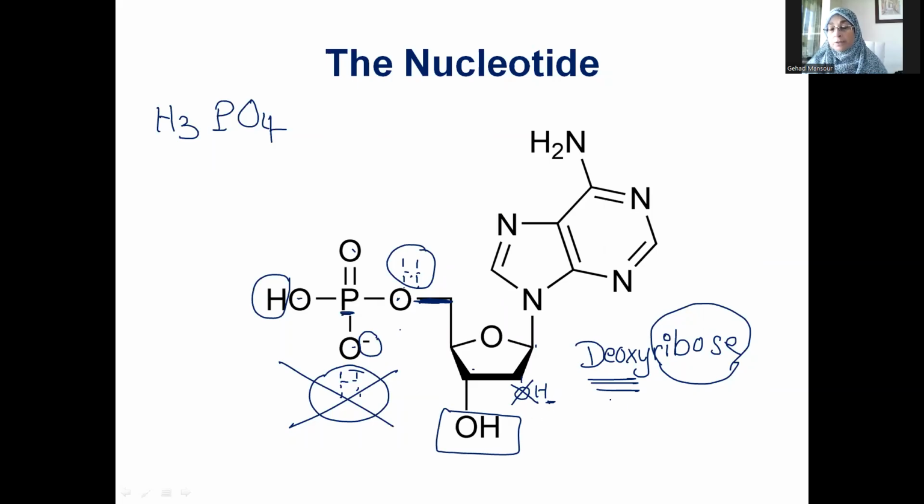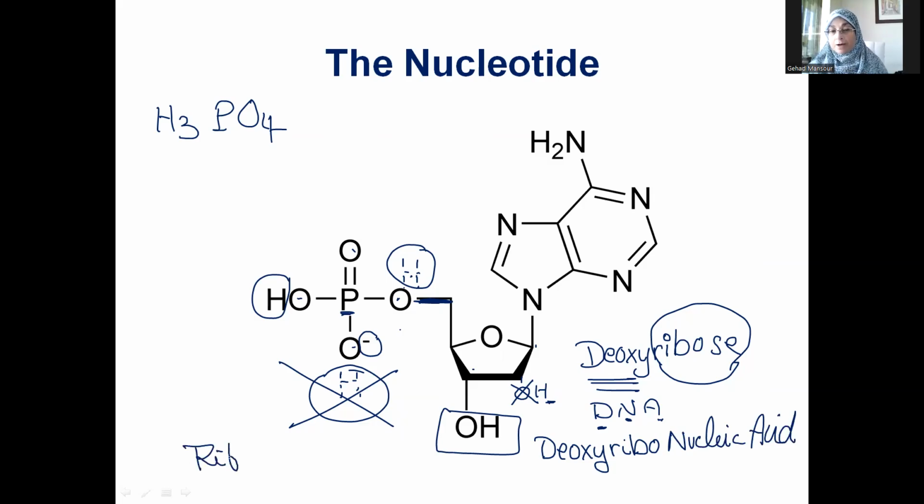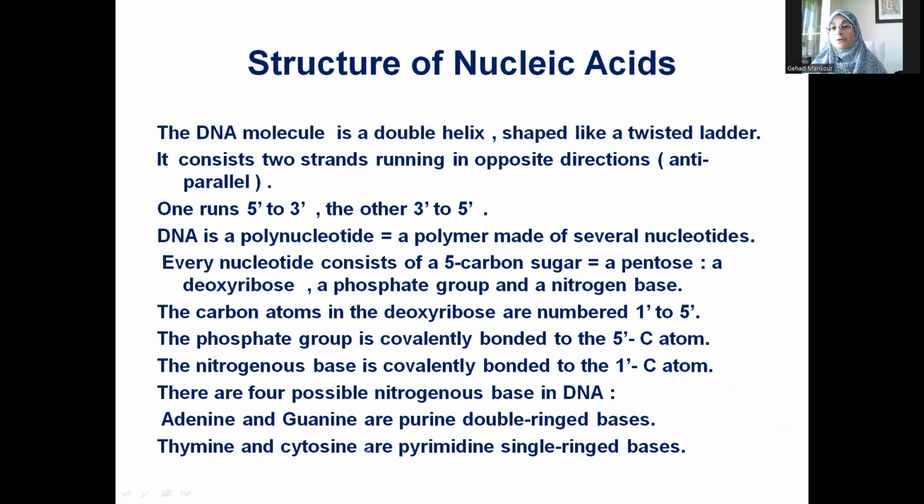So it is a deoxyribose, and from here comes the nomenclature of DNA, because D stands for deoxyribo, N and A stand for nucleic acid, whereas RNA stands for ribonucleic acid. Ribonucleic acid, and the ribose sugar in RNA does not lose the oxygen atom.